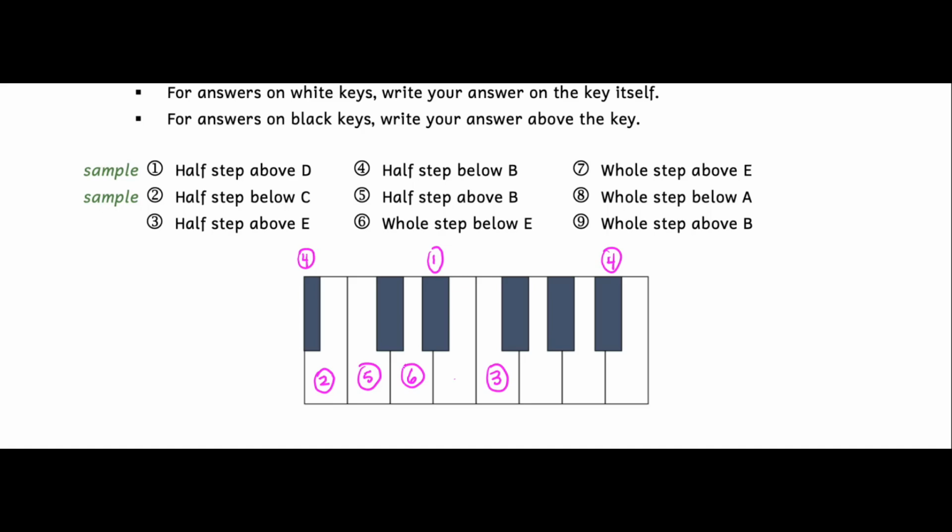Number 7, a whole step above E. So here's E again. Here's a half step above E and another half step. So that's a whole step above E. So this is number 7. Number 8 is a whole step below A. So here's A, half step below, half step below. So this is going to be 8.